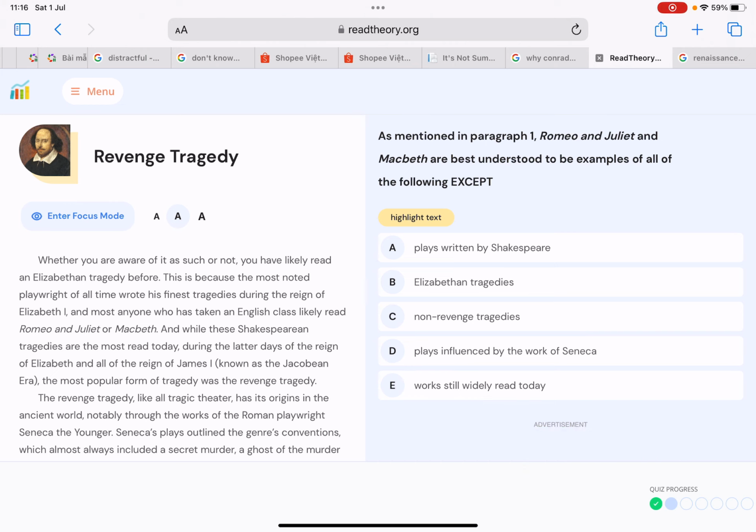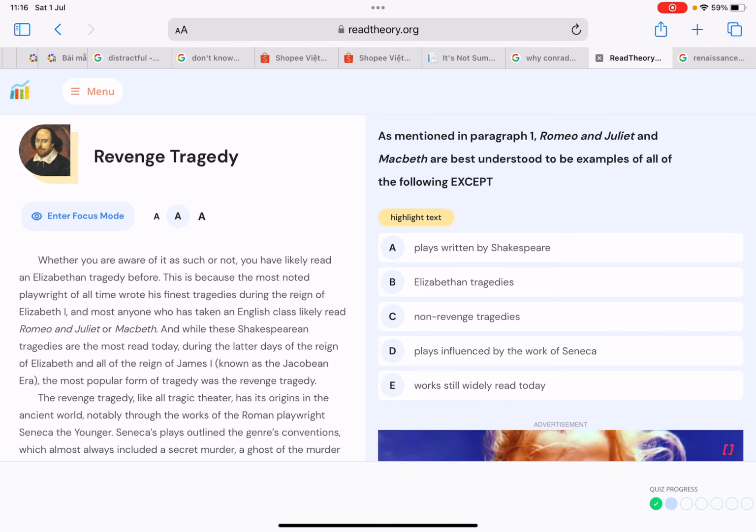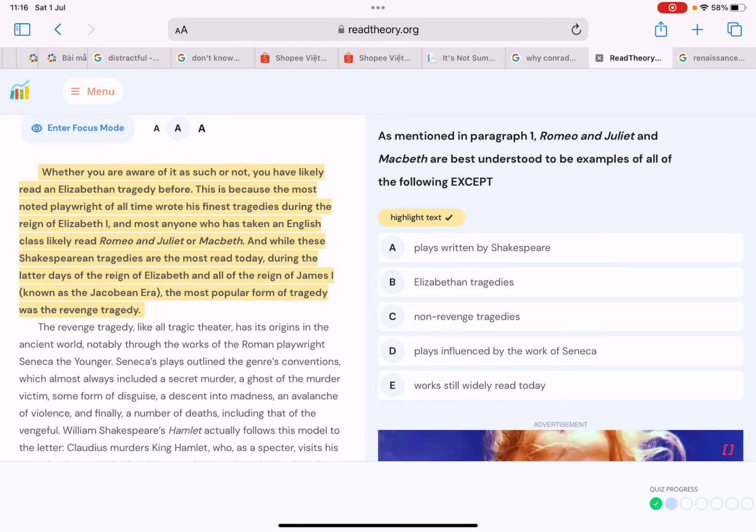As mentioned in paragraph 1, Romeo and Juliet and Macbeth are best understood to be examples of all the following except: plays written by Shakespeare. Are you sure about that? Oh yeah, Elizabethan tragedies. Is it non-revenge tragedies? No. Yeah, I think it is Elizabethan tragedies. No, not exactly.